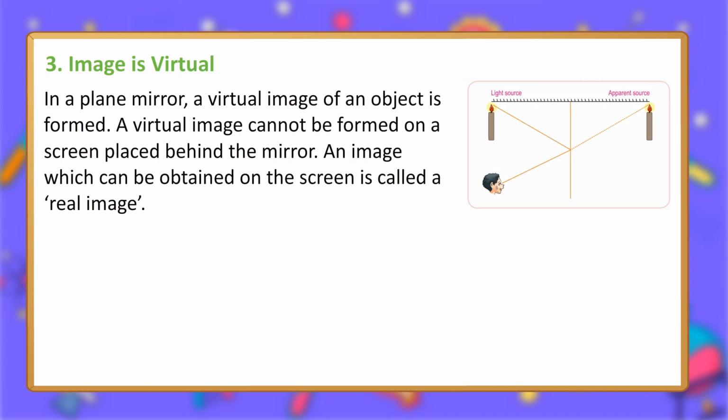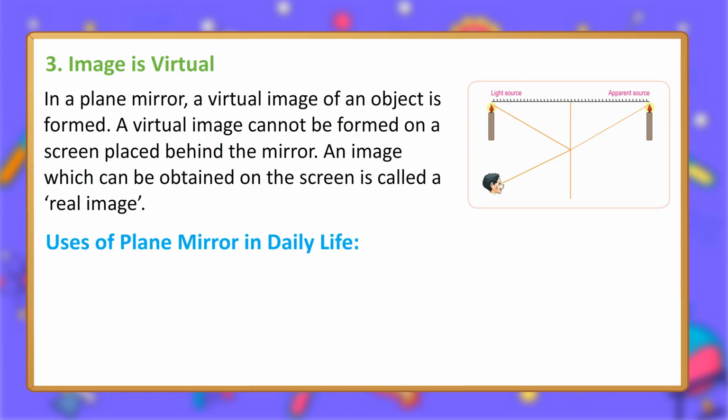3. Image is virtual. In a plane mirror, a virtual image of an object is formed. A virtual image cannot be formed on a screen placed behind the mirror. An image which can be obtained on the screen is called a real image.